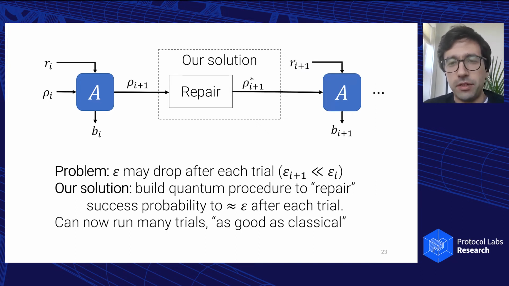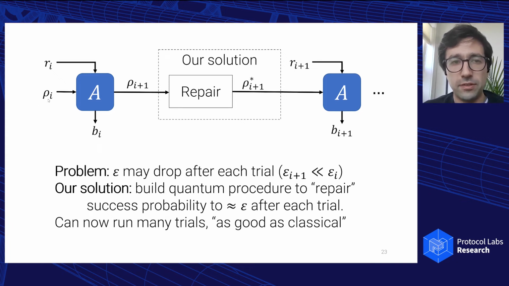And this means that we can now run a lot of trials, because here we lose something in terms of success probability, we fix it again, and now this trial is going to succeed with good probability. And so we can just keep applying this step over and over again and get something that is essentially as good as classical. One thing that's important here is that this rho i plus 1 star is not necessarily anything like rho i.